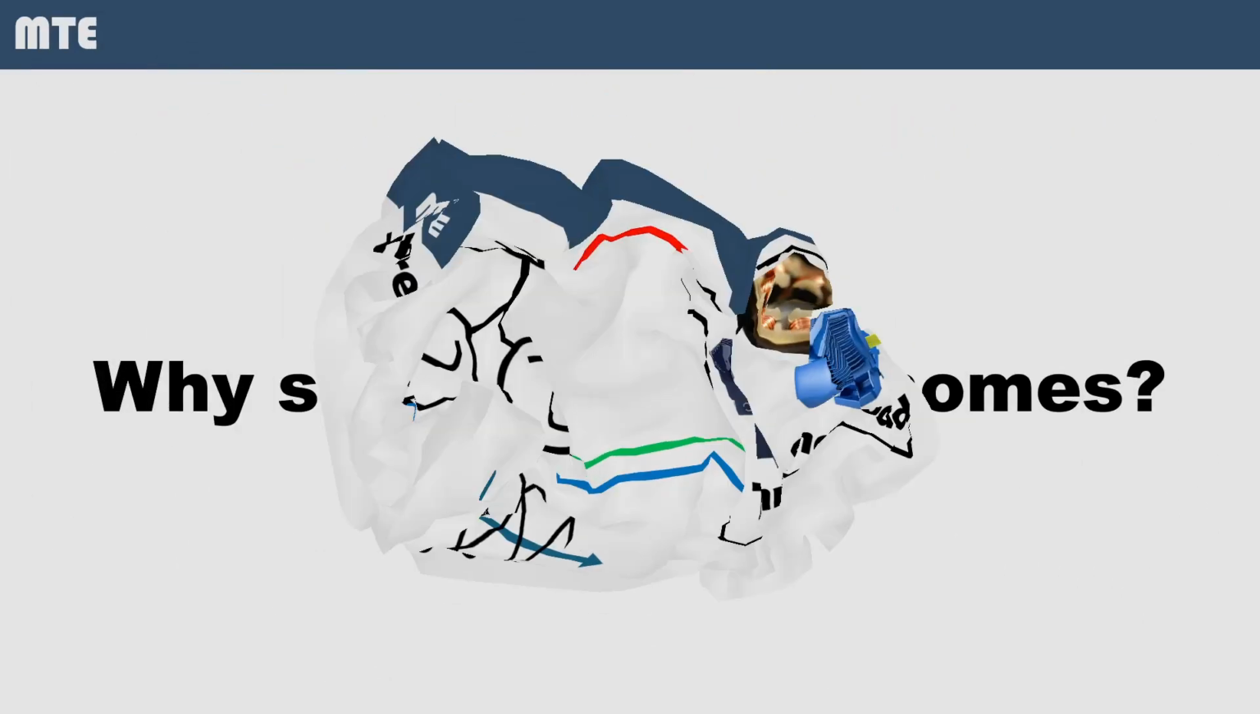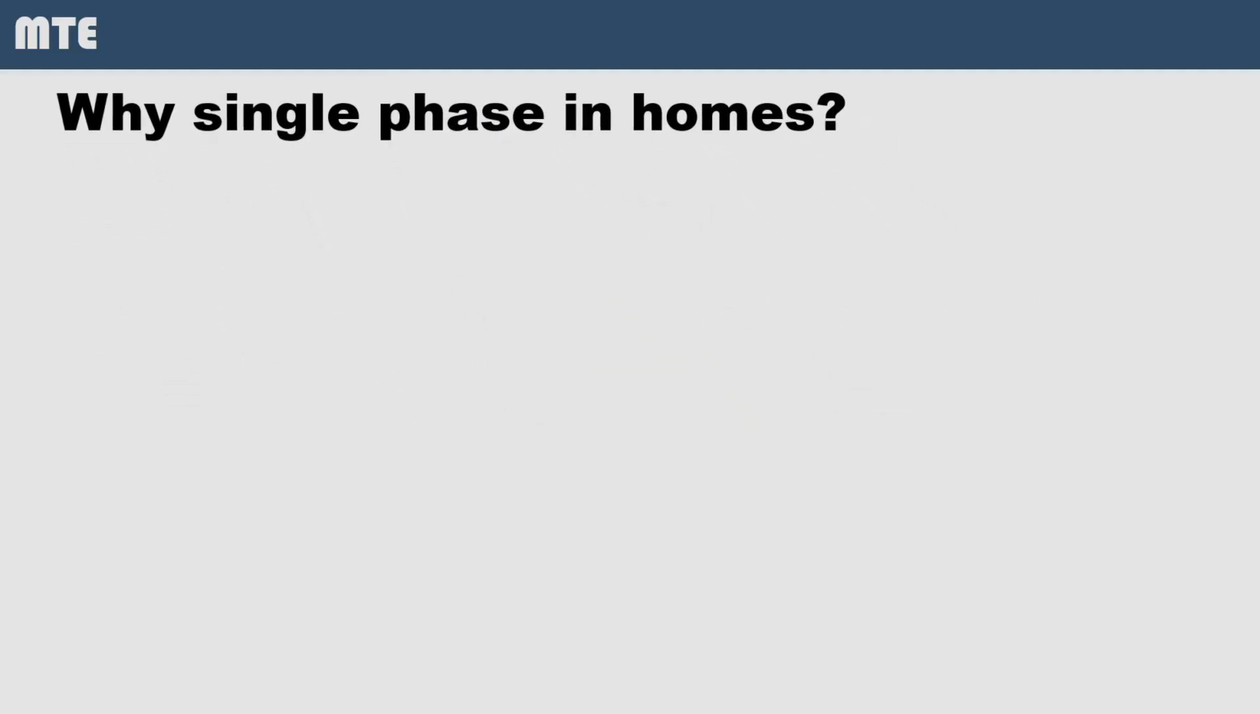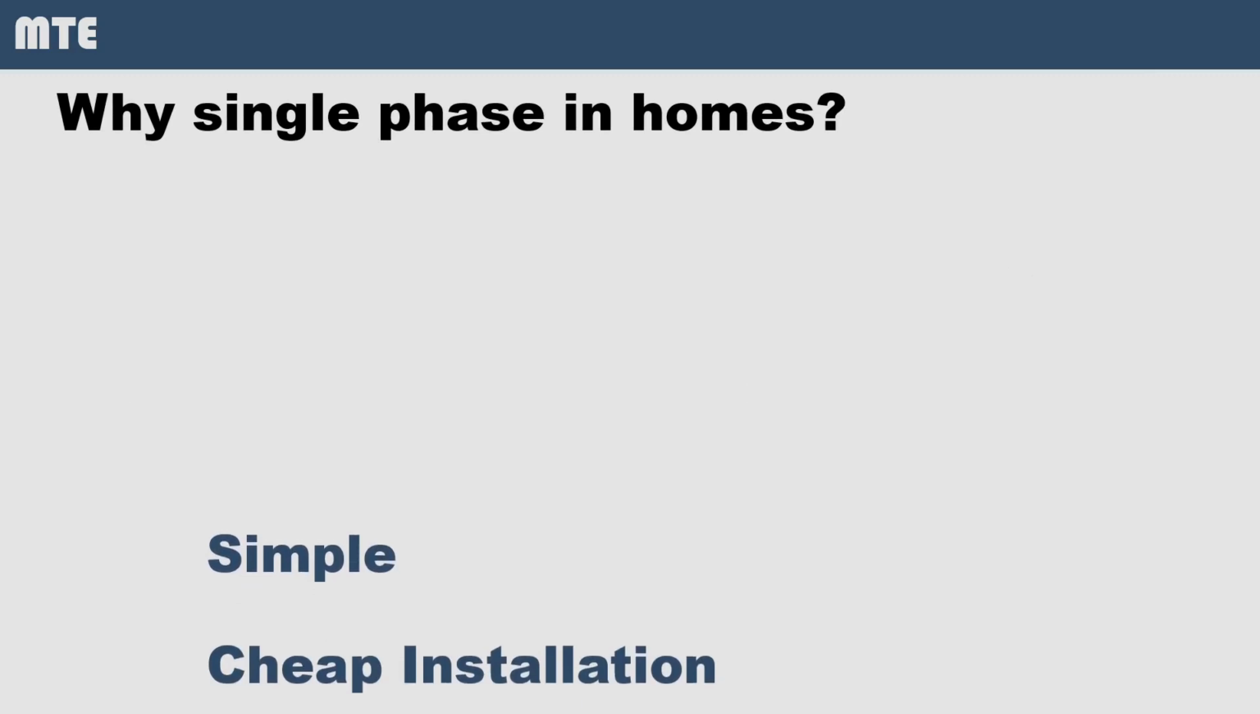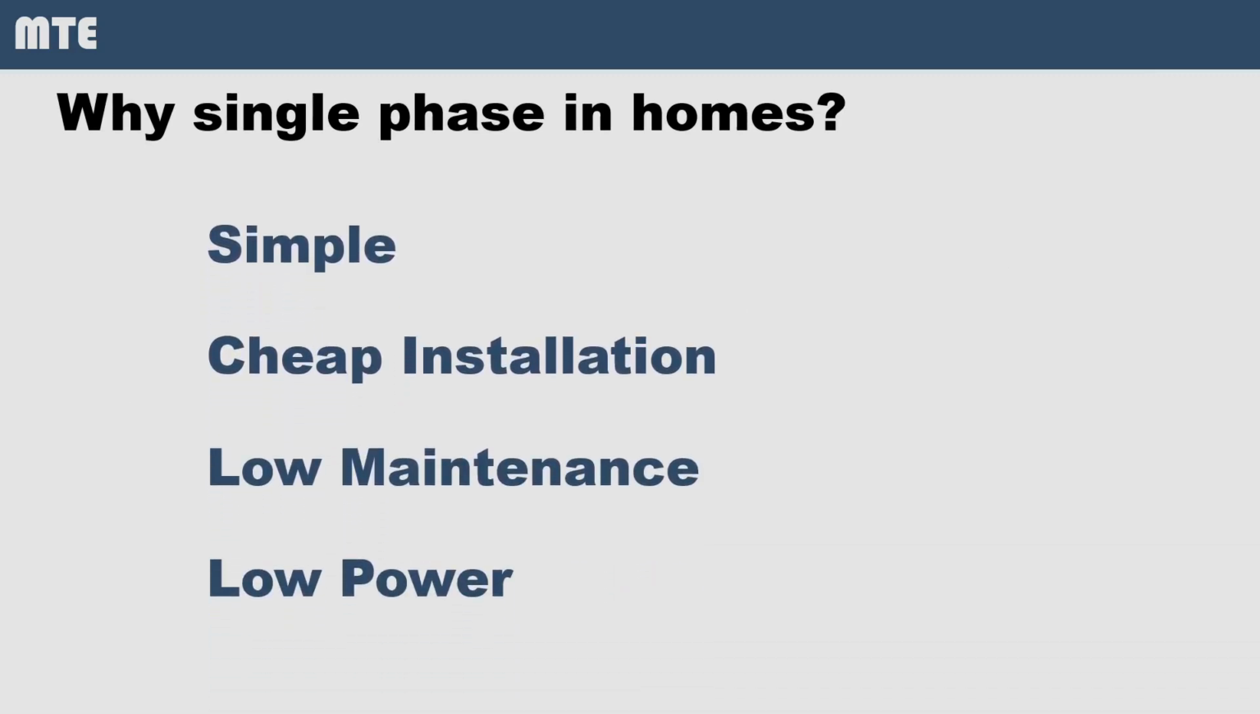You might be wondering, why do we use single-phase systems in homes? The answer is simplicity and cost. Single-phase systems are cheaper to install and maintain. Most household appliances like lights, TVs, and refrigerators don't require a lot of power, so single phase is more than enough.